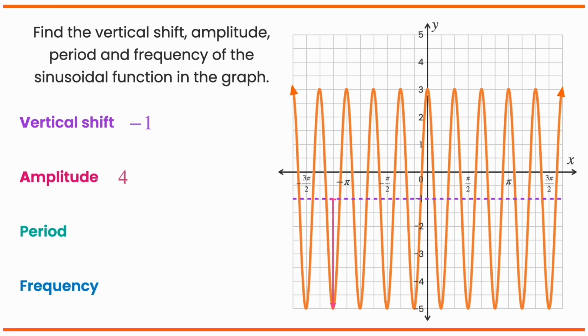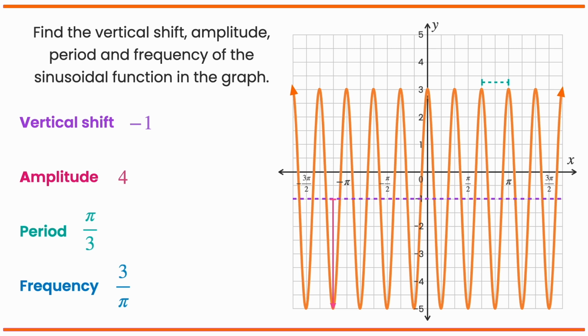To find our period, we should determine how often our graph is cycling between maxima. I notice that it completes 3 full cycles from 0 to pi, meaning that it completes 1 full cycle in a third of pi. So we could say our period is pi over 3. Lastly, to find the frequency, all we do is take the reciprocal of the period. So it becomes 3 over pi.